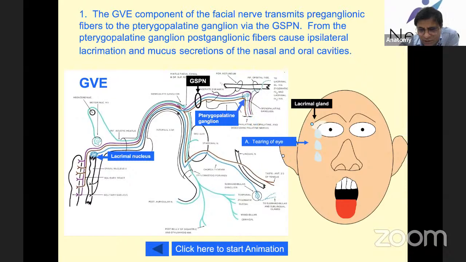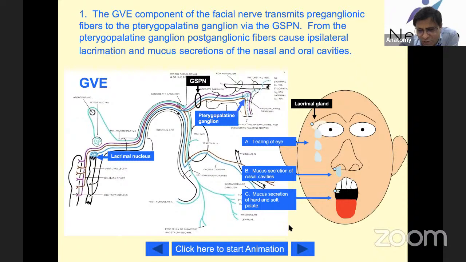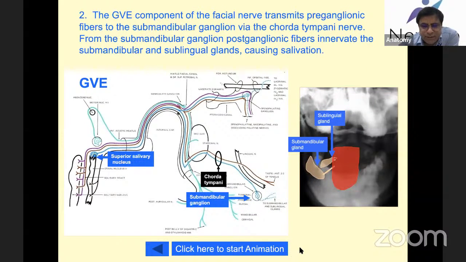Another thing, it will also cause secretions from the nasal cavity. Then you are seeing here the other function of this. This will also cause mucosal secretions from the hard and the soft palate. Okay. Then think about how the secretions from the submandibular and sublingual salivary glands are being controlled.